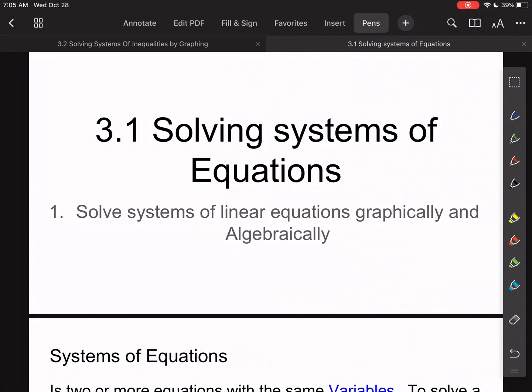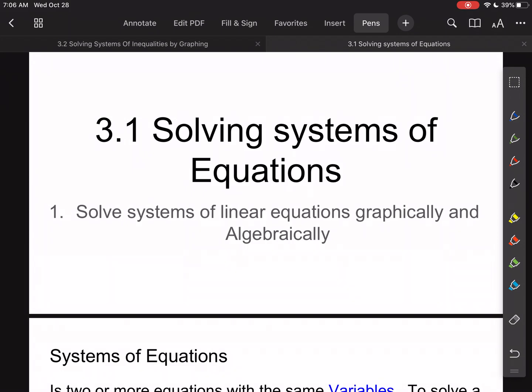All right, everyone, for 3.1, solving systems of equations. Hey, for this one, you guys, in your textbooks, you'll notice that they start you off making tables to solve systems of equations. Then they have you graph them, and then they finish with how to do everything algebraically.